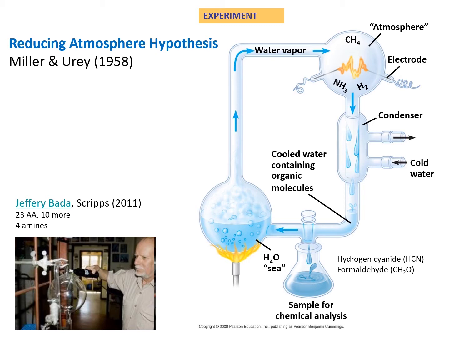Okay, and so what Bada actually did was come back with different types of equipment and was able to test that reducing atmosphere hypothesis. Now, part of the reason why Bada ended up with additional amino acids and so forth is he tested hydrogen sulfide.